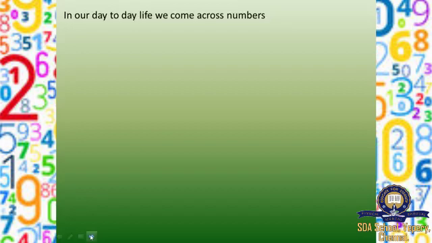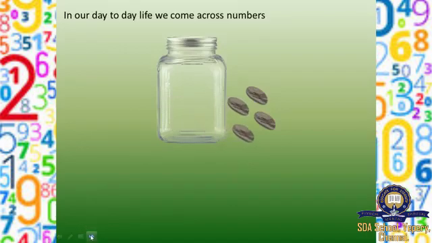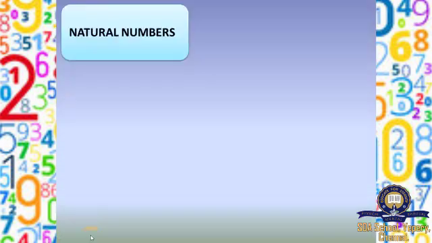In our day to day life, we come across numbers. If we want to count any object, we use numbers to count them. For example, here I have a jar containing pebbles. If I want to count the number of pebbles present in the jar, I use numbers to count them, like 1, 2, 3, and 4. The total number of pebbles present in the jar is 4. In order to count any concrete objects, we use numbers to count them.